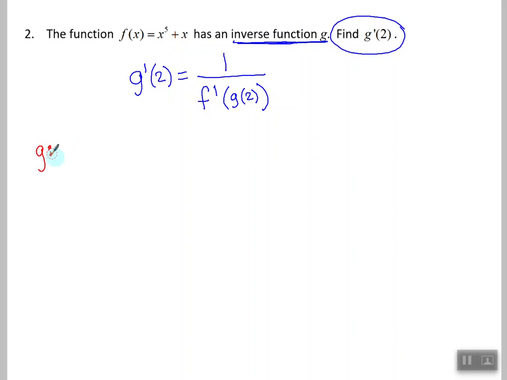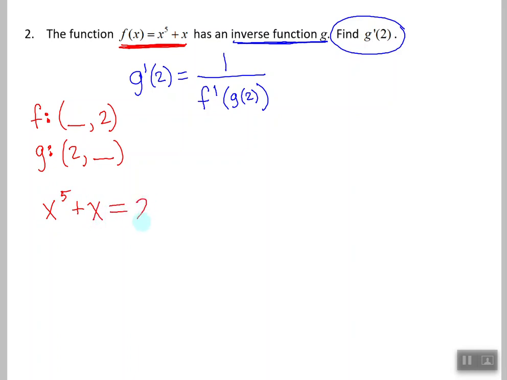On the graph of g, there will be the point (2, something). The x value for g is 2. I don't know what the y value is. They did not give me any values for f, but I do know that the x and y switch. So on the f graph, there is a point (something, 2). That means that 2 is the y value for f of x. So I can take that function that they gave me and use it to find the x value. So x to the 5th plus x equals the y value 2.